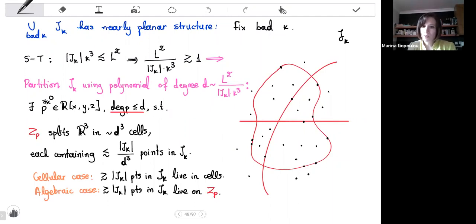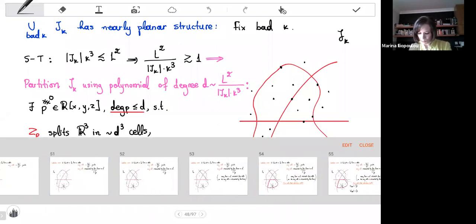One is the cellular case, where the majority of the joints live inside the cells. And the other is the more interesting one for us, where the majority lives on the zero set. The cellular case we deal with in a very standard way, so this is not really the new part of this paper. What you do is you focus on a cell of average behavior, and you just work there. It's quite easy to deal with. We actually show the cellular case cannot exist, given our choice of degree. Okay, I have slides here if you want for later, but for now, I just want to move to the algebraic case.